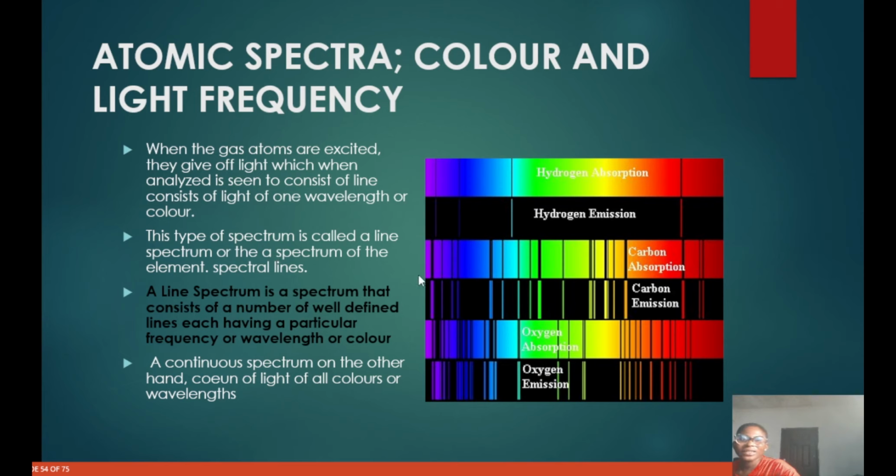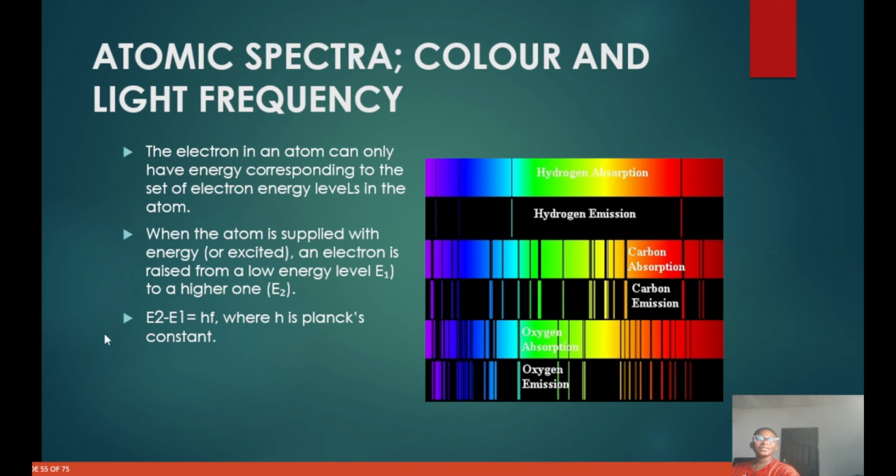Spectral lines. You can see the lines, spectral lines. A line spectrum is a spectrum that consists of a number of well-defined lines, each having a particular frequency or wavelength of color. A continuous spectrum, on the other hand, consists of light of all colors or wavelengths. The electron in an atom can only have energy corresponding to the set of electron energy levels in the atom.